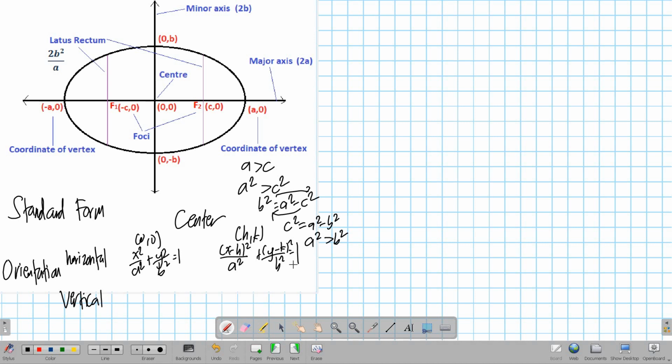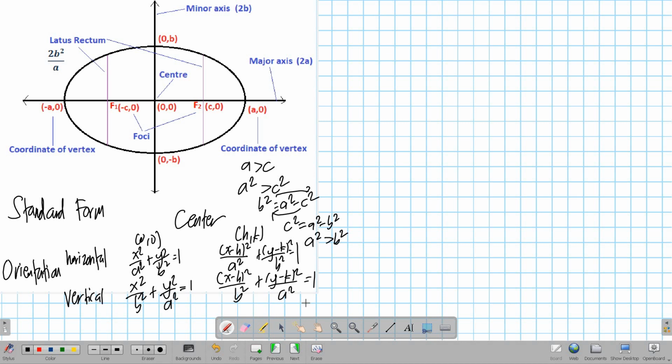If the orientation is vertical, let's write that more clearly, vertical. If that is the case, then the a squared, the bigger denominator, should be below the y term. So with center (0, 0) and vertical orientation, the standard form becomes x squared over b squared plus y squared over a squared equals 1. And for (h, k), it becomes (x minus h) squared over b squared plus (y minus k) squared over a squared equals 1. So these are the four standard forms that we would have to take note of.